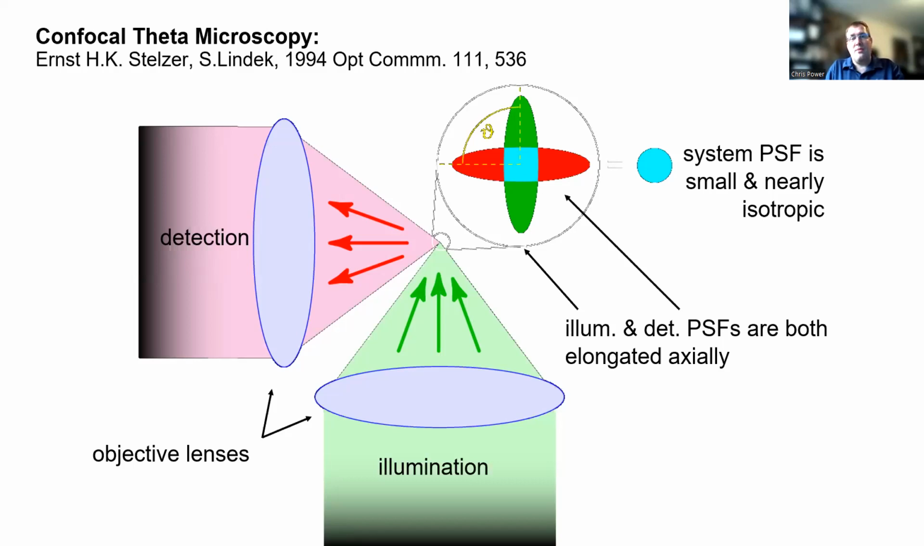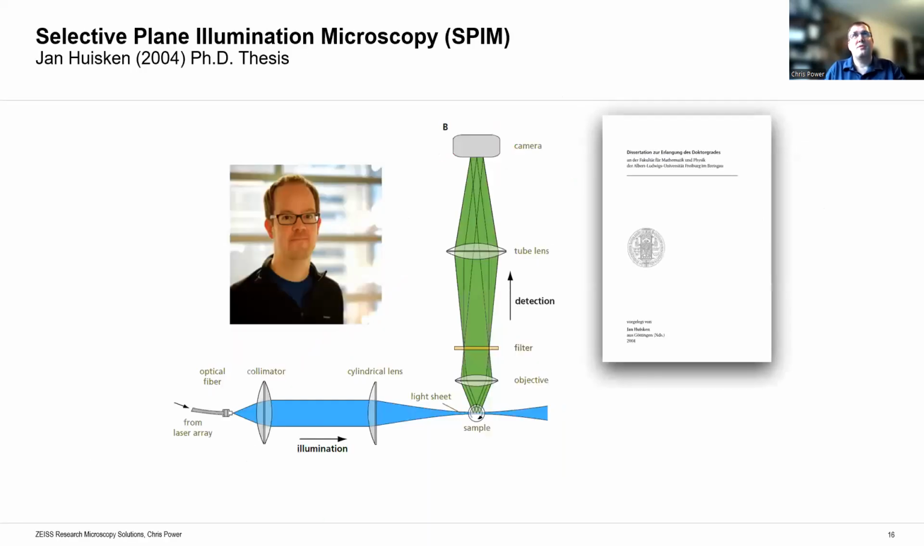Now, within that lab, 10 years later, there was a PhD published from Jan Huisken. Jan did his PhD under Ernst Stelzer, and he ran with this idea of theta, but he changed it to using, instead of a point illumination, a line illumination, but this time in a fluorescence or a full fluorescent microscope setup. And it was coined selective or single plane illumination microscopy, or SPIM. And this PhD was really the foundation of modern light sheet.